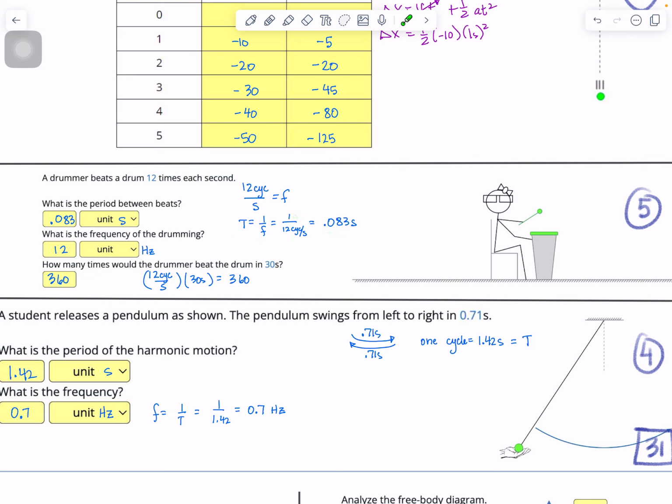And then how many times would the drummer beat the drum in 30 seconds? So 12 beats per second times 30 seconds is 360.